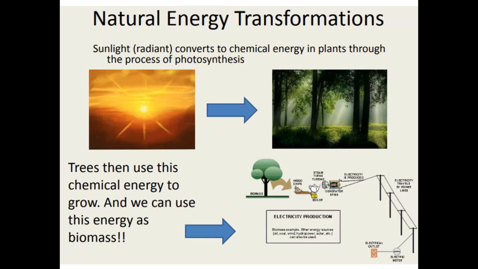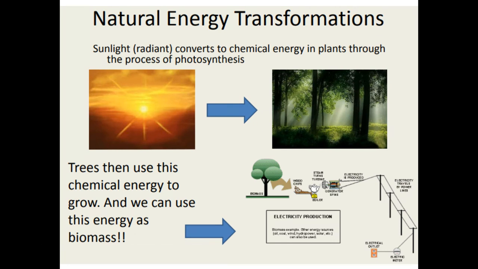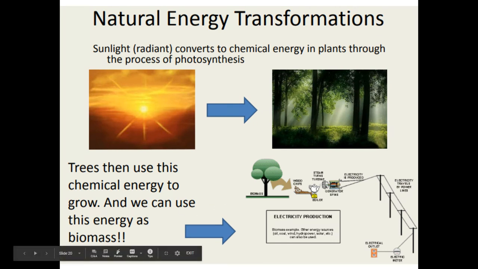Right, so here are natural energy transformations. Here's an example. Our sun has radiant energy, which can then be converted into chemical energy by plants through the process of photosynthesis. Trees are using this chemical energy to grow, and then we can use this energy as something called biomass. Biomass just means plants.